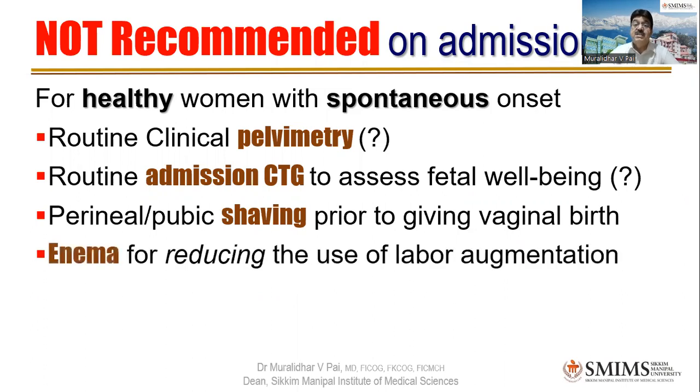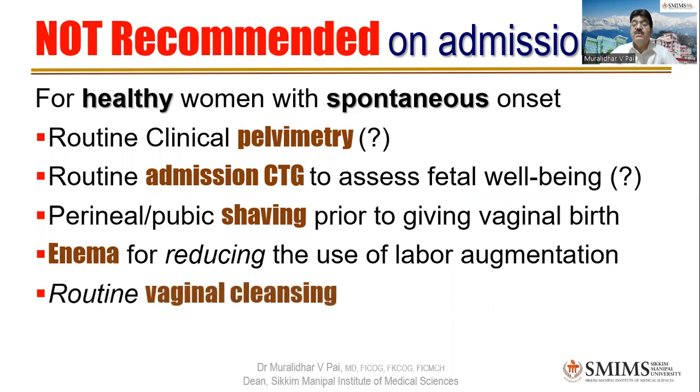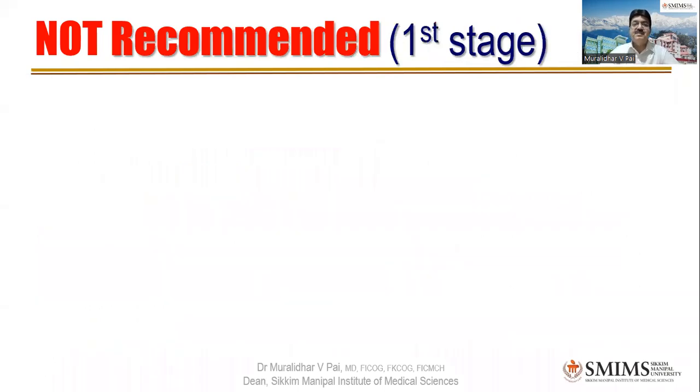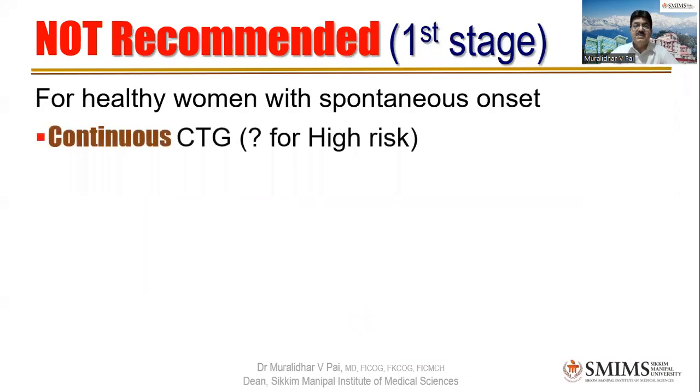Enema for reducing the use of labor augmentation is not required, but if you think that she's going to soil in the second stage, you may give her an enema. Routine vaginal cleansing is not required, but if you see any discharge, especially pus and other things, maybe you can clean it. Interventions for cervical dilatation less than 1 cm/hour in active stage is not at all required. And more things not required.